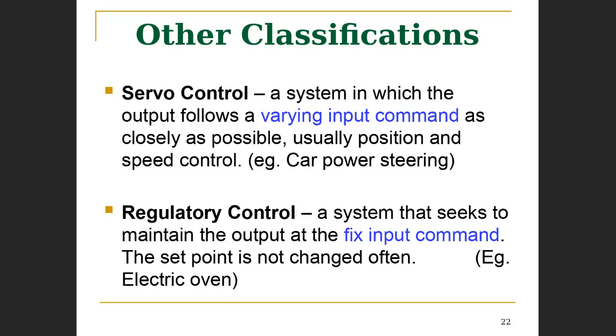On the other hand, we have regulatory control. In this case, the set point is fixed, and so the system will seek to maintain the control variable at this fixed set point. So for example, with your electric oven, you're baking a cake, you set the temperature, whatever that temperature is, maybe 120 degrees Celsius. During the baking process, you will not be moving that temperature gauge. It will stay at that point for the duration of the baking process. And so it's a regulatory process, all right?